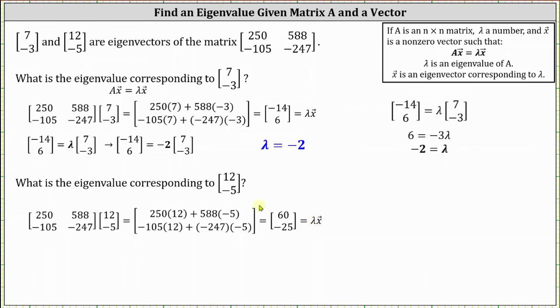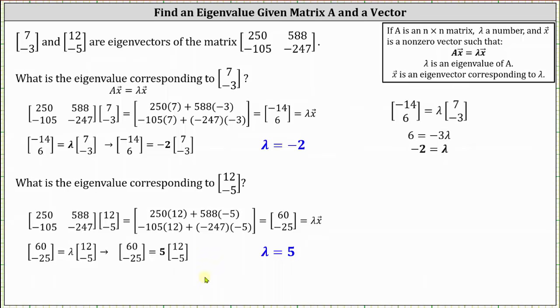So now we'll substitute the eigenvector (12, -5) for vector x, and again recognize the vector (60, -25) is a scalar multiple of the vector (12, -5). Since the vector (60, -25) is equal to 5 times the vector (12, -5), the eigenvalue corresponding to the vector (12, -5) is positive 5.